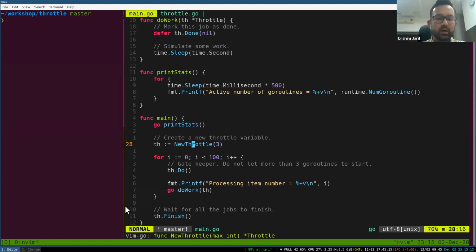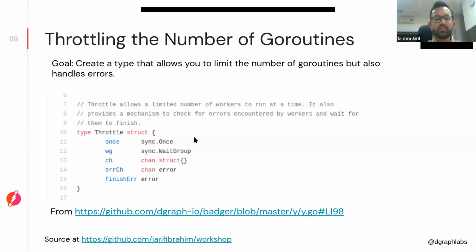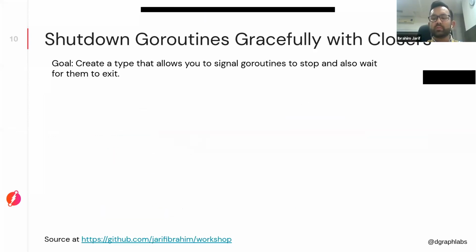All right, I think we can move on to the next part. So this was the throttle type, which allows us to limit the number of goroutines. I mentioned there are two things I want to show. This throttle was the first bit. The second one is something called closer. This is what we actively use in Dgraph and Badger as well.